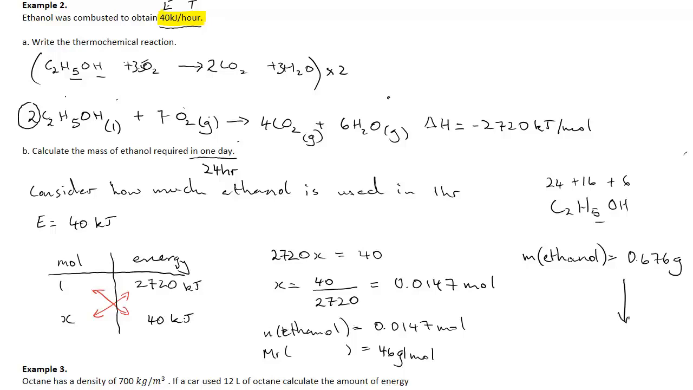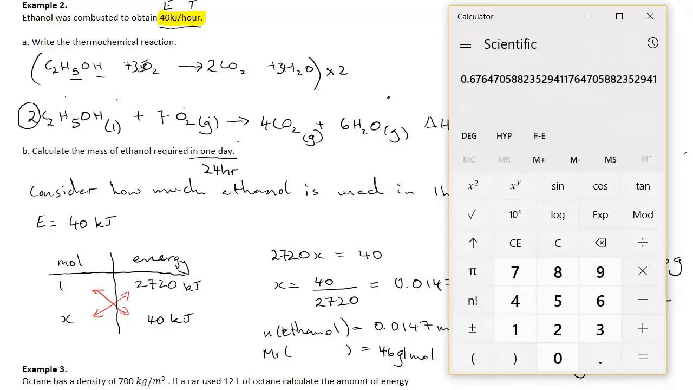Okay, so now we're taking this amount. This is per 1 hour. We need to get it in 1 day. So we have to times it by 24 hours. So the mass of ethanol in 1 day is equal to the value we have there times by 24. So we're going to take that value and times it by 24.